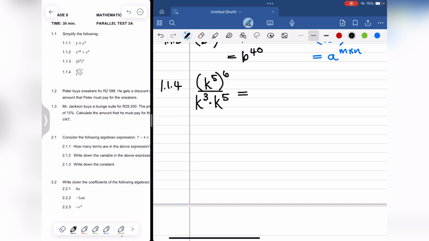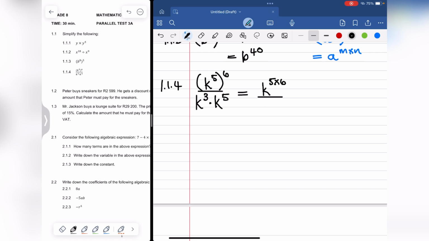1.1.4, we have a fraction here, k to the power 5 raised to the power 6 in the numerator. And then k to the power 3 times k to the power 5 in the denominator. So I will deal with my numerator first. In my numerator, I've got a power raised to a power, so I know I can just keep my base and multiply the exponent. So that's 5 times the 6.